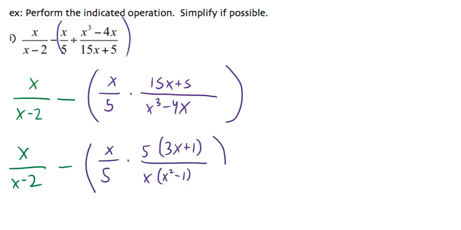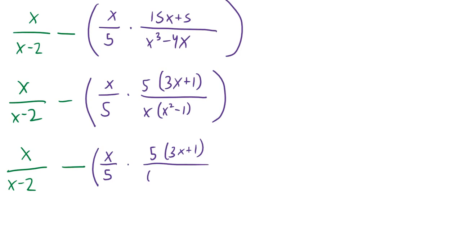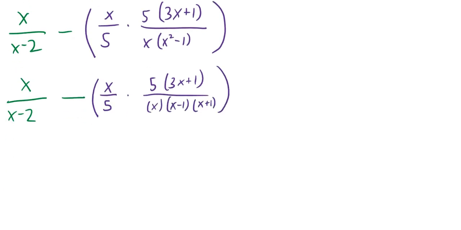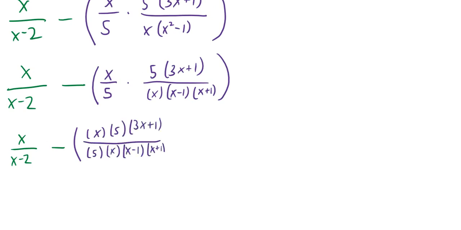I can factor out a GCF of x. And then I can further factor that second denominator by taking advantage of difference of squares, x minus 1 times x plus 1. Once it's all factored, I multiply everything together and I cancel out my common factors. I have a 5 in common and I have an x in common. Once I have this purple one all the way simplified, then I can begin doing the subtraction problem.